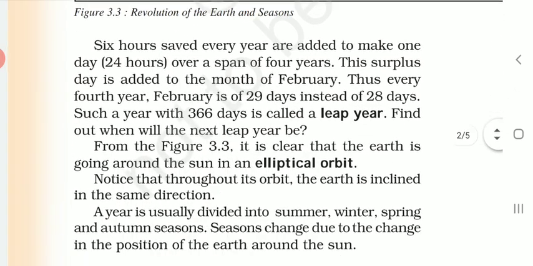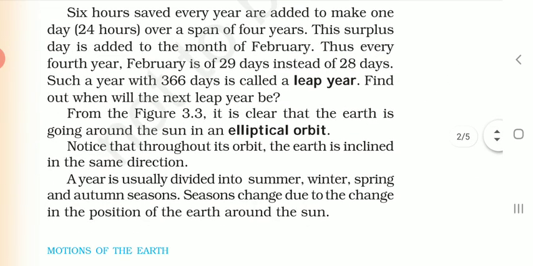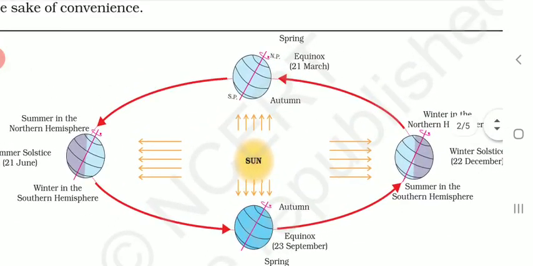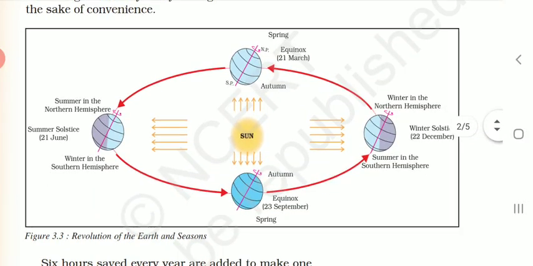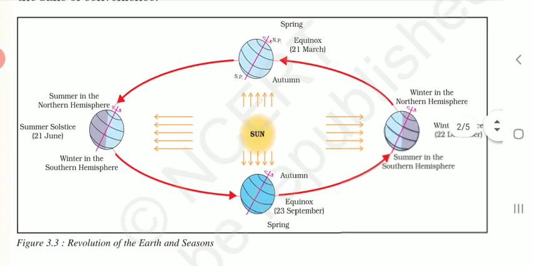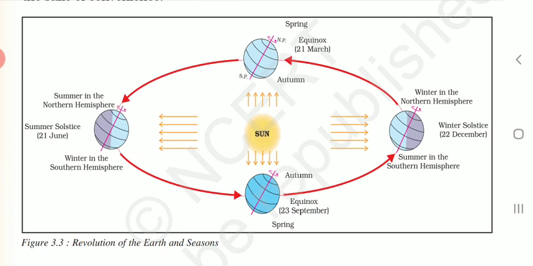Now we are going to see further, but before that, here I am going to explain this diagram. Here you can see the diagram of the revolution of the earth, and you can see as the earth is revolving around the sun, the seasons are also changing. How the seasons are changing, that we are going to understand.